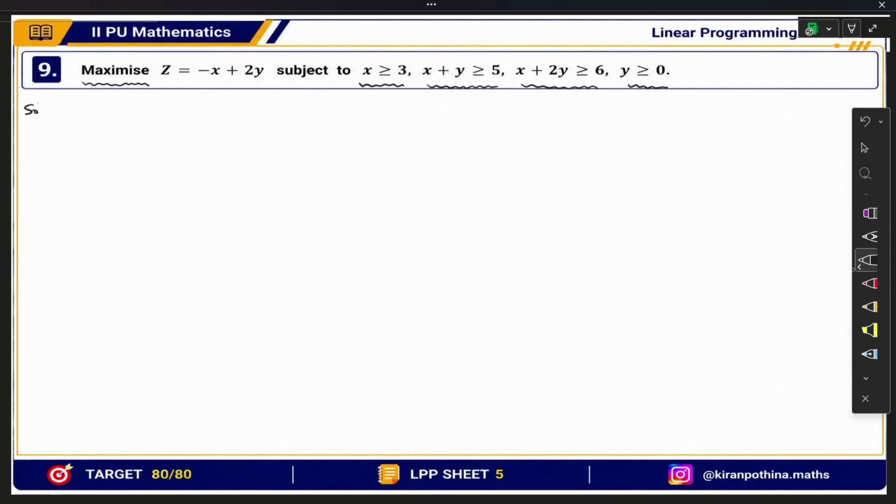First I will consider the given objective function, that is z equal to minus x plus 2y, and also I will write the constraints. What are the constraints given? First I will take the two-variable ones, that is x plus y greater than or equal to 5, and then the next one, x plus 2y greater than or equal to 6, and next I will also consider x greater than or equal to 3. So let us solve one by one.